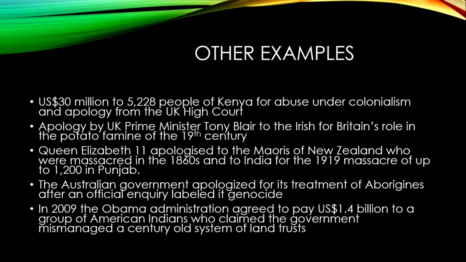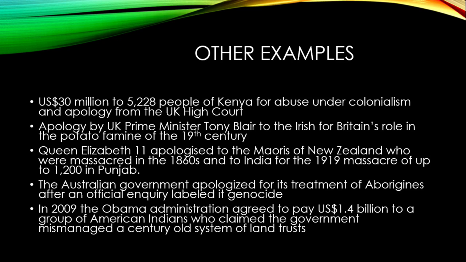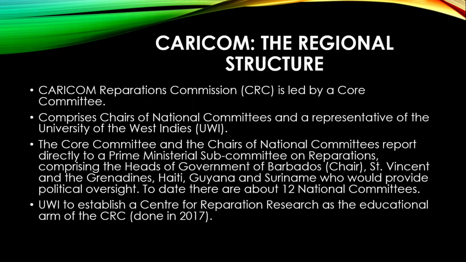They even apologized to the potato farmers who suffered in the 19th century. And we have the Mau Mau case, though it wasn't a lot. In that case, the survivors got compensation, but they refused to consider reparation for the families of those who died. So this is a legal issue that we'll have to think about. And the Australian government apologized for some of the treatment of the Aborigines. So we have examples from historic times to recent times.